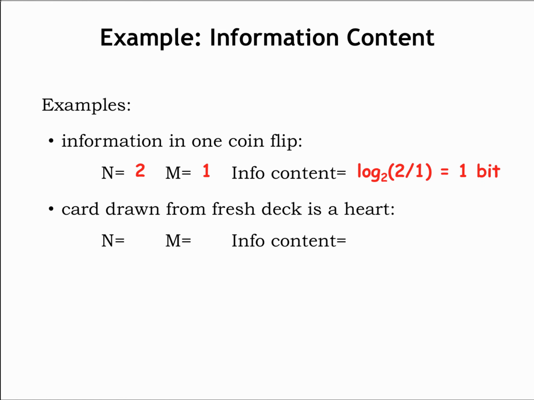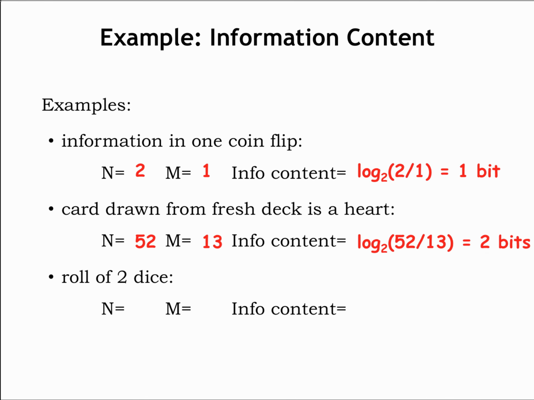Reviewing the example from the previous slide, learning that a card drawn from a fresh deck is a heart gives us log base 2 of 52 over 13, or 2 bits of information. Again, this makes sense. It would take us 2 bits to encode which of the 4 possible card suits had turned up. Finally, consider what information we get from rolling 2 dice, 1 red and 1 green.